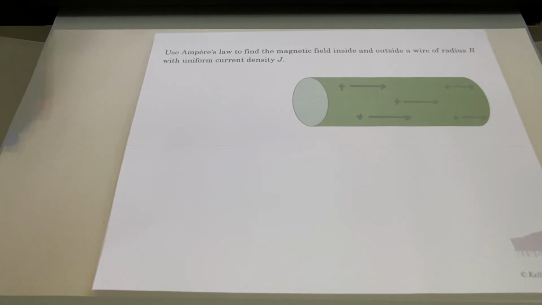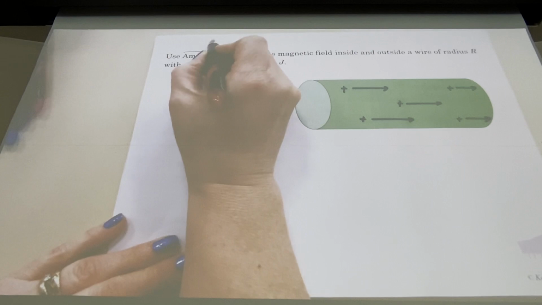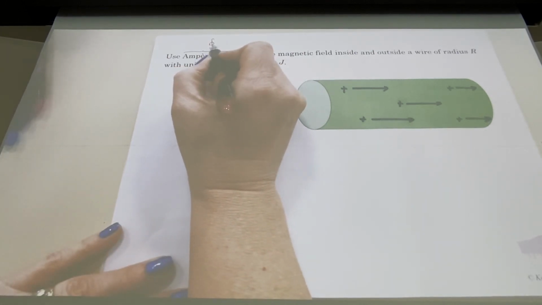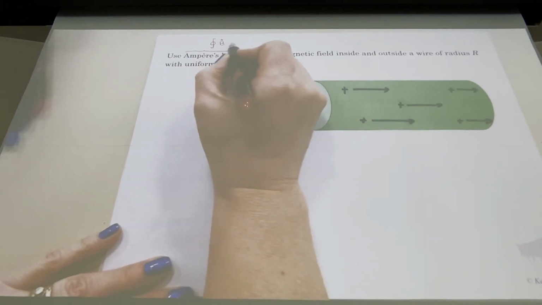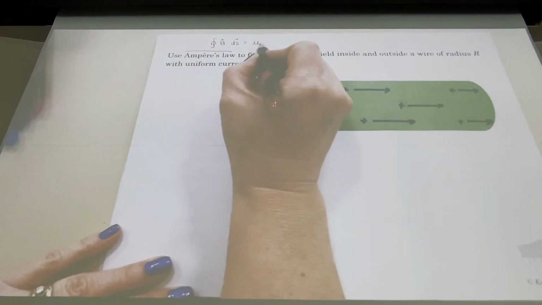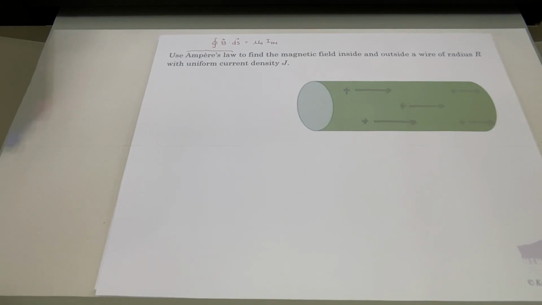We'd like to use Ampere's law. As a reminder, Ampere's law says that the integral, we put a circle on it to tell us that it's around a closed path, of the magnetic field dotted with an element of the path is equal to mu naught times the current enclosed by that path. So there's our Ampere's law.